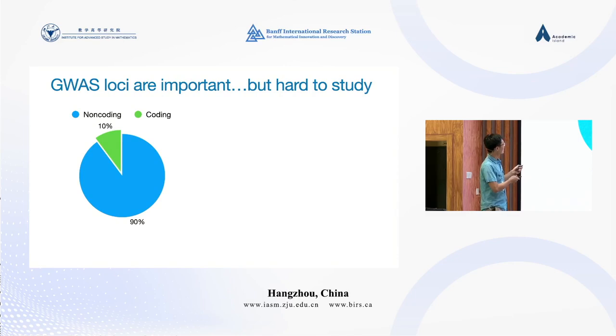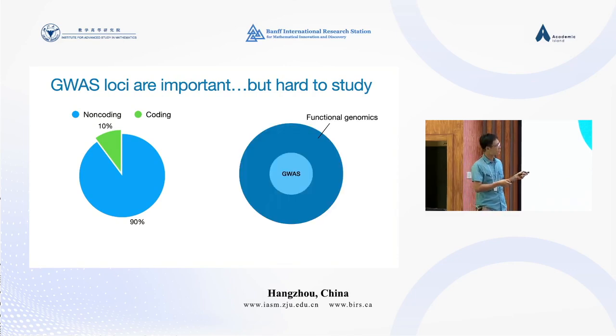And we know that most of the GWAS loci are in non-coding regions and only 10% are in coding regions. So we consider GWAS as the core of modern human genetics. There's a broad body of work surrounding GWAS, which is functional genomics, and that's the reason we're here today.